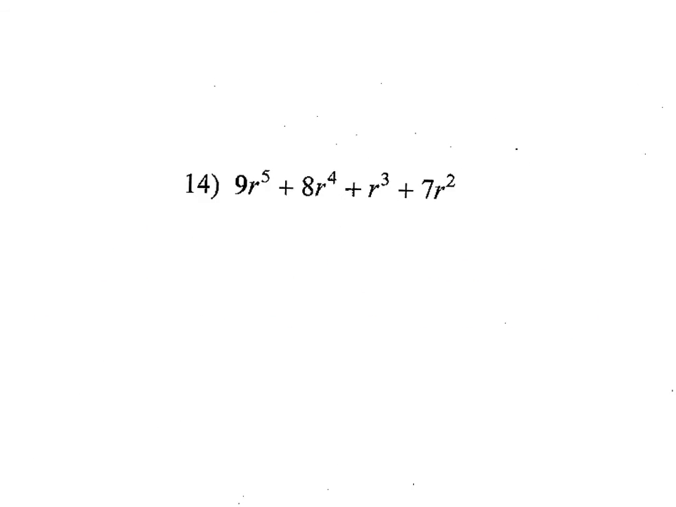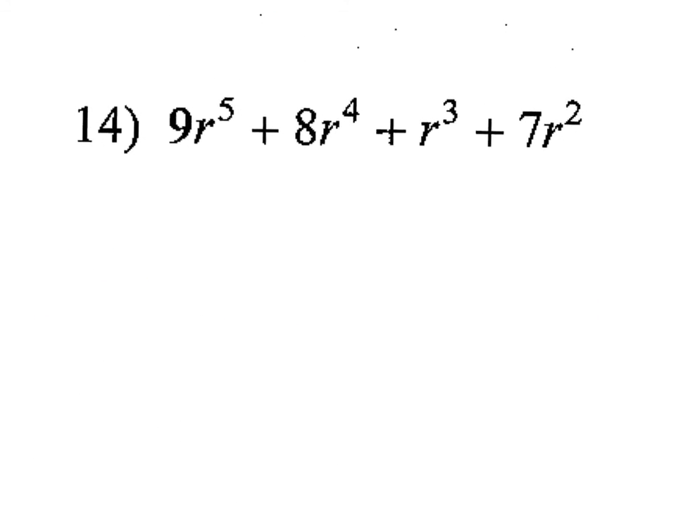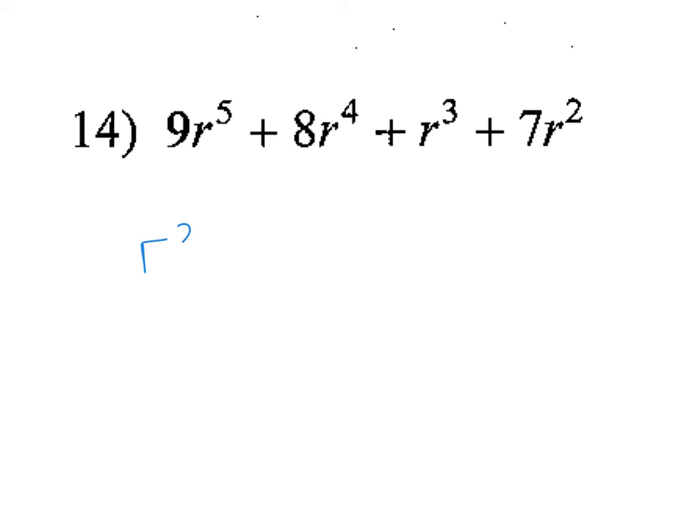All right, number 14. So on 14, when I'm looking at this, there's no numbers that they all have in common. So they've got a 9, an 8, but then they've got a 1 here. So we're done there. Now, if I look at my variables, again, I got 5, 4, 3, 2 r's. So again, pull out the smallest, so that's just 2 r's can come out of all of them. So I'm going to pull out an r squared.